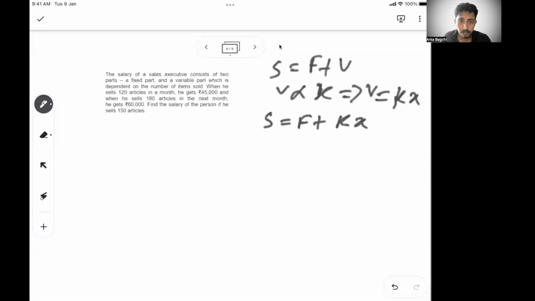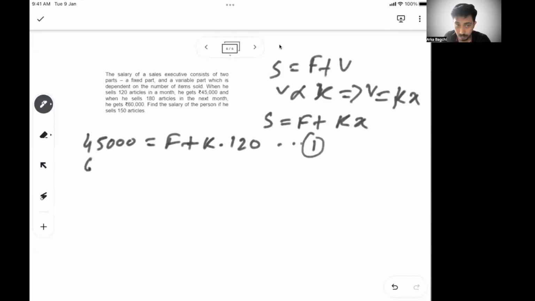So in the first scenario, he gets 45,000, where there is a fixed component f, and then there is k into 120. So let's say this is equation 1. Next scenario, he gets 60,000, f plus k into 180. So this is equation 2. So again, equation 2 has variables f and k. Let's try to figure that out, and then we will go to what has been asked.